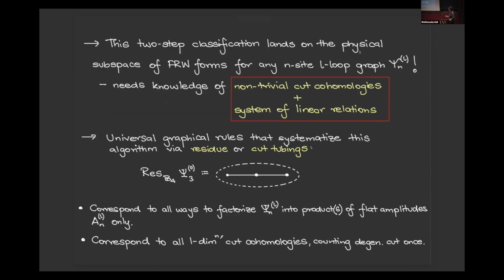And it only needs the knowledge of non-trivial cut cohomologies plus the system of linear relations obeyed by the hyperplane arrangement. So we can systematize this using graphical rules via so-called residue or cut tubings. So in comparison to the solid tubings I showed you earlier, these dashed tubings define an instruction to compute a residue on the hyperplanes involved. So as we will see, the enumeration of all the physical cut tubings correspond to all the different ways to factorize the cosmological graph into products of flat space amplitudes only.